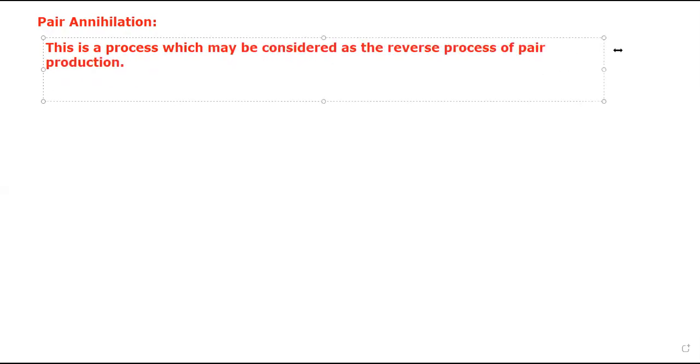And yesterday we had learned about the pair production. What was the pair production? That a single photon is converted into one electron and one positron. And now in pair annihilation, we will be studying that one electron and one positron are converted into photons, but this is not exactly similar to the pair production, it has a slight difference as well.